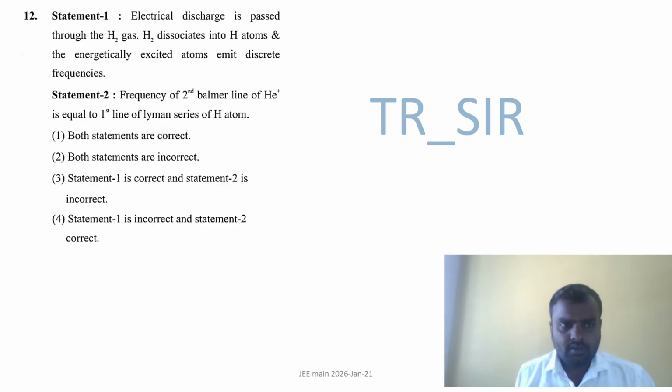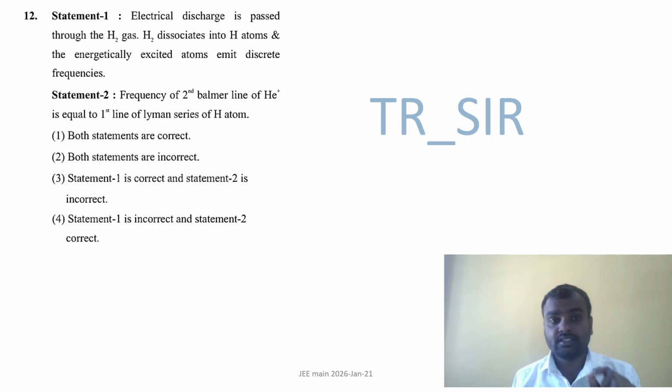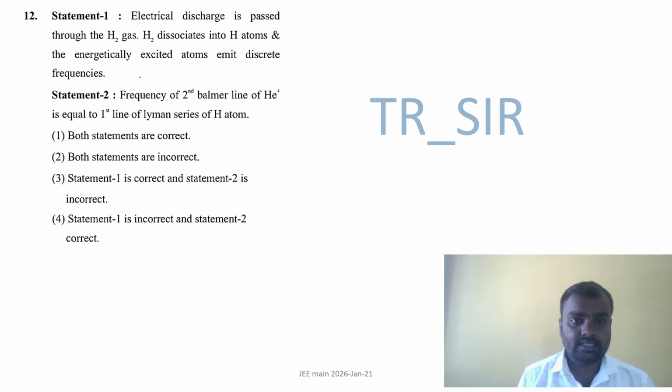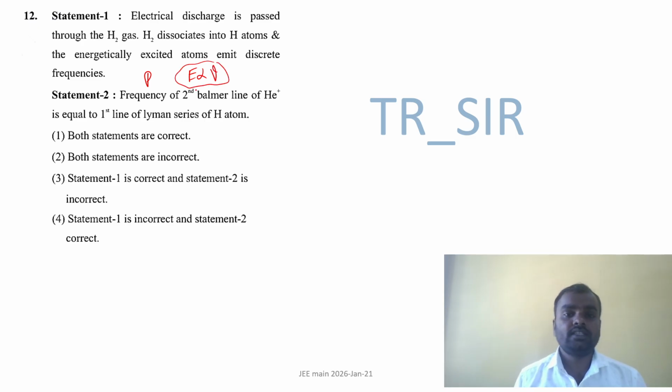Now question number 12. Electrical discharge is passed through H2 gas and H2 dissociates into hydrogen atoms. Energetically excited atoms emit discrete quantities of frequency; that is Planck's quantum theory definition. Energy is proportional to frequency, in discrete quantities but not in a continuous manner. That is a statement of Planck's quantum theory, so statement 1 is absolutely correct.